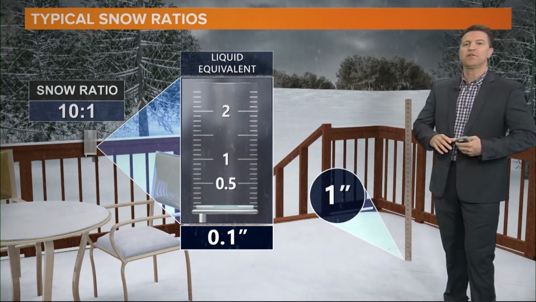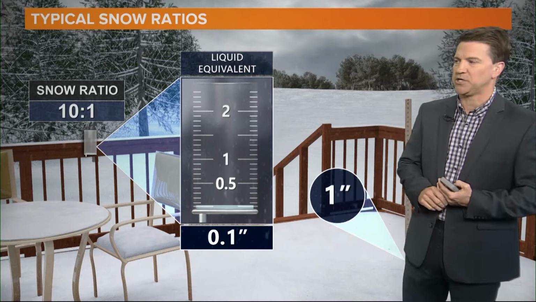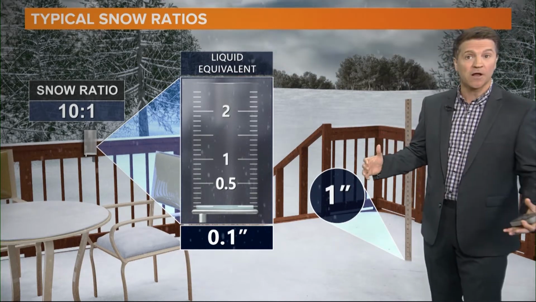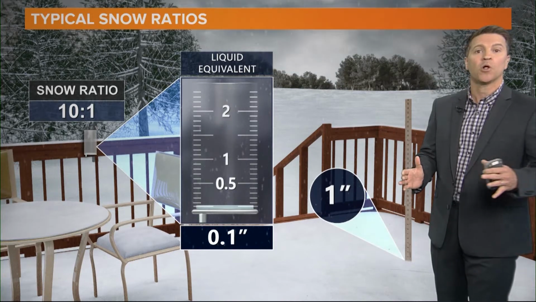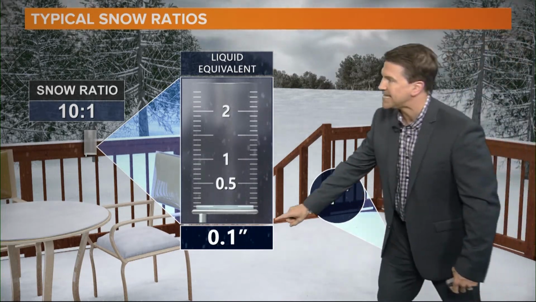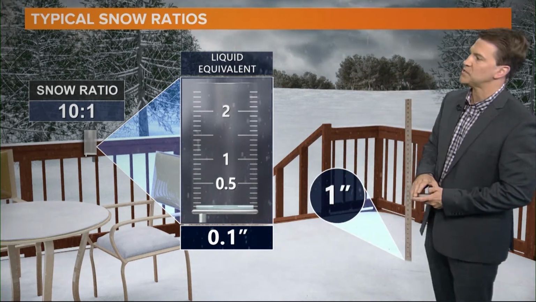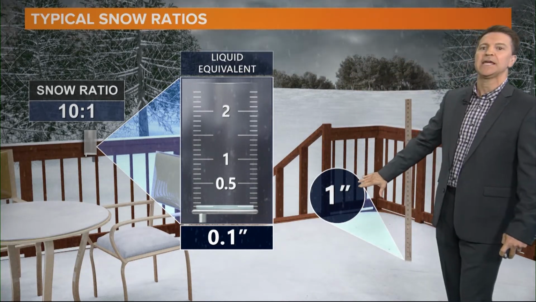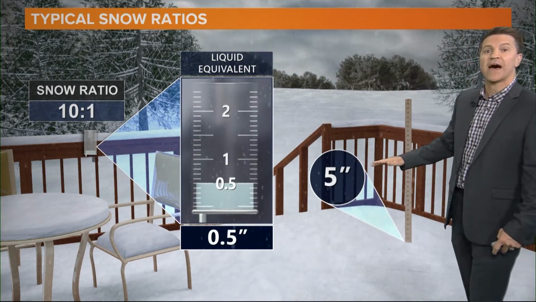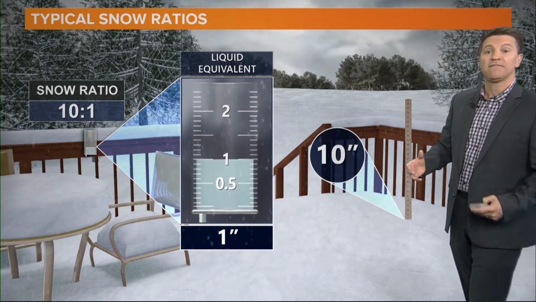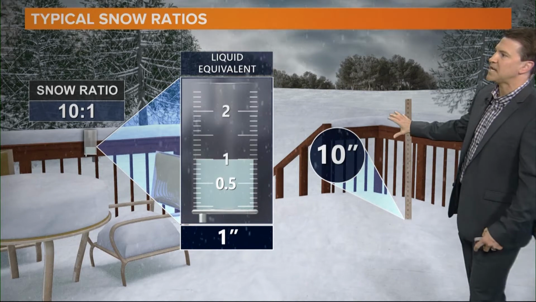So when we put a forecast together, we use something called a snow ratio. So how much liquid are we expecting from the system? And then we convert that, what we call a snow ratio. So if we have 1/10 of an inch of liquid in a 10-to-1, which is the typical snow ratio for us, that would produce 1 inch of snow. If there's 1/2 inch of liquid, that would typically produce 5 inches of snow. And then if you have 1 inch of liquid, which is a pretty juicy system, that produces 10 inches.